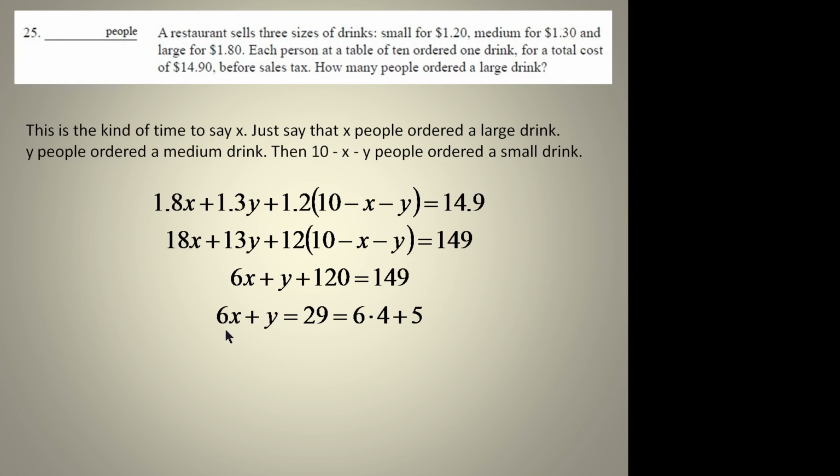But 6X is a multiple of 6. And if you divide 29 by 6, you get a remainder of 5, because it's 24 plus 5. So that means Y should be a multiple of 6 plus 5. But Y is a number between 0 and 10, inclusive. So it should be 5, or like 11, or even a negative number. That would be wrong. Y cannot be negative, and Y cannot be bigger than 10. So the only answer for Y is 5.